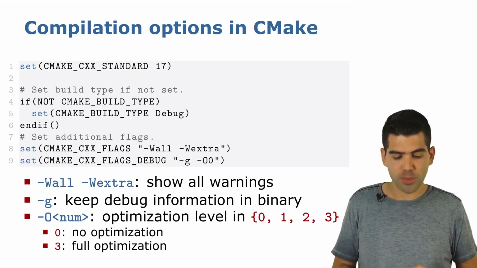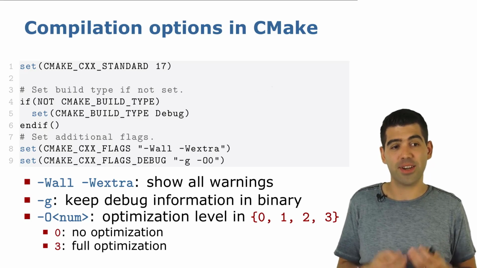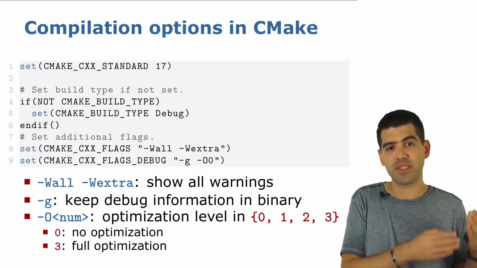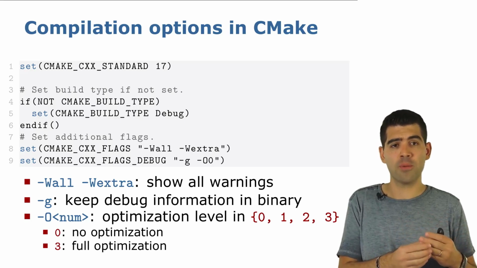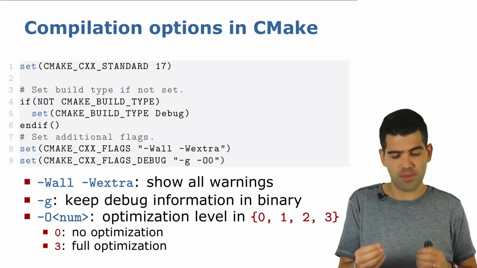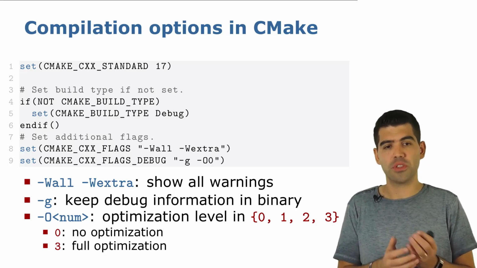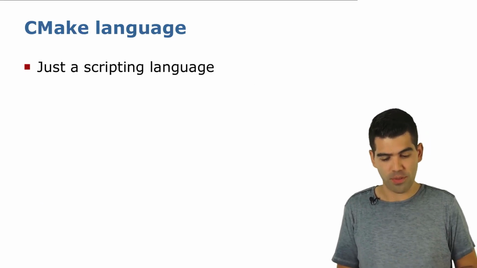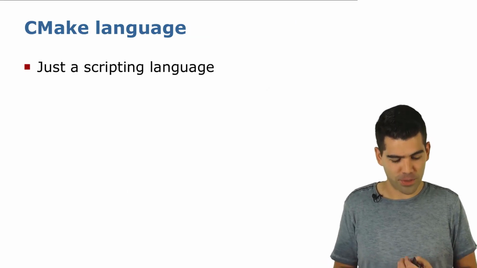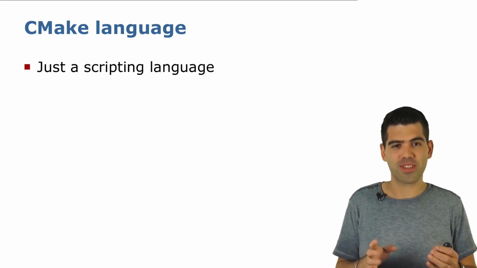So the compilation options in CMake again are rather simple. Instead of specifying the flags for the compiler, you can specify them in the build script. This is not so relevant so far, so I will just leave this slide for you to read in the future. And then lastly but not least, there's some CMake stuff you should know.